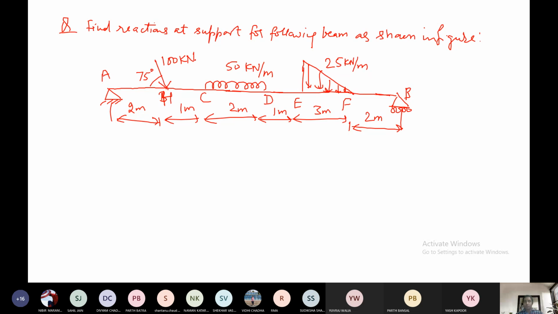So I hope you all can solve this problem. Students, can you solve this problem? Find the reactions at the support for the following beam as shown in the figure.